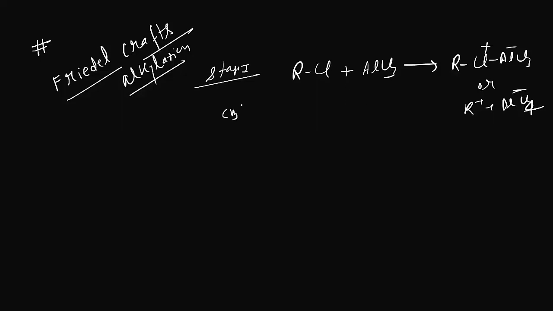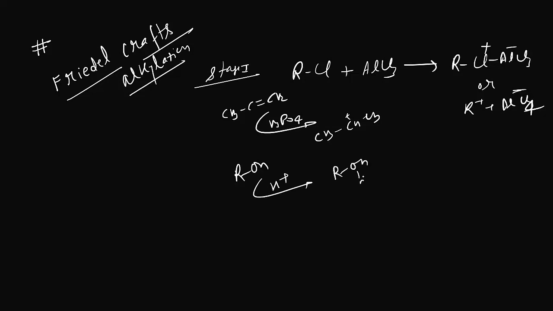Similarly, if they give you an alkene and a proton acid like H3PO4, H3PO4 will supply H plus. H plus attacks that carbon of the double bond whose neighbor gives a stable carbocation. So you will get a carbocation. Similarly, you can take an alcohol with a proton acid or even a Lewis acid. Protonation of alcohol, then here also a carbocation. So all those substances which are capable of giving a carbocation can be used for stage one of Friedel-Crafts alkylation. Is my point clear?